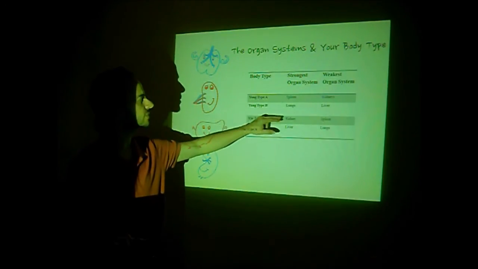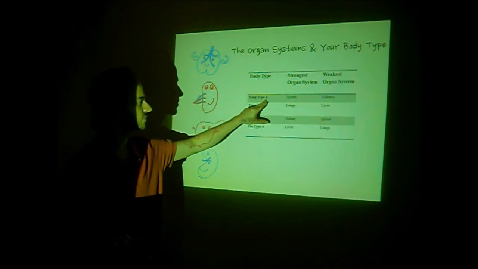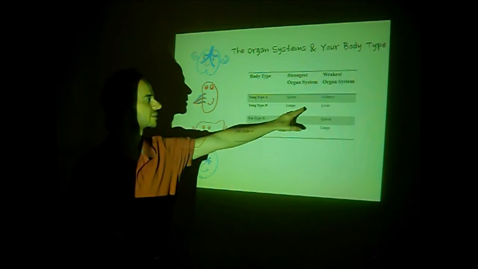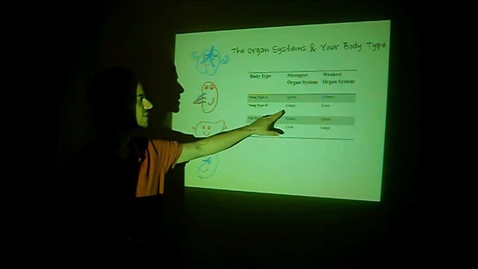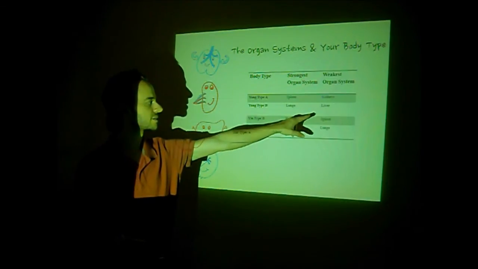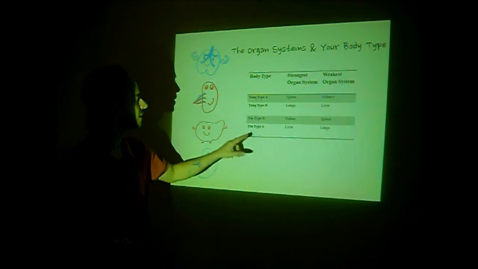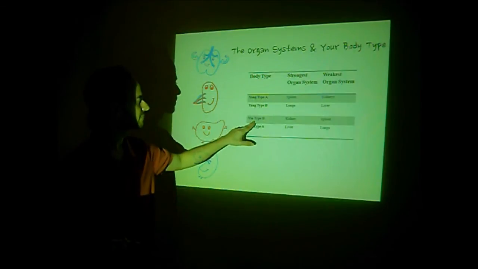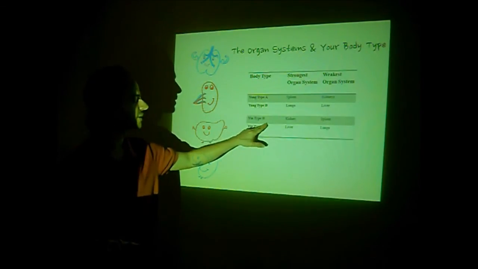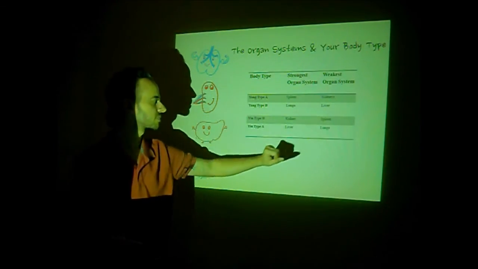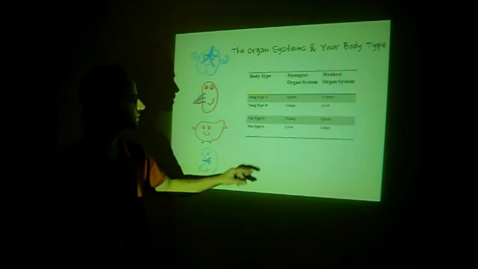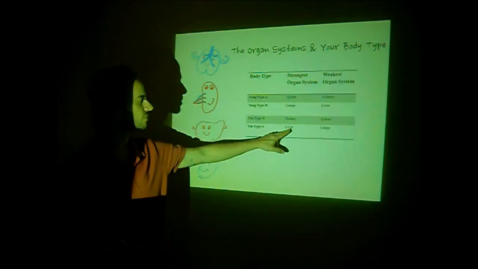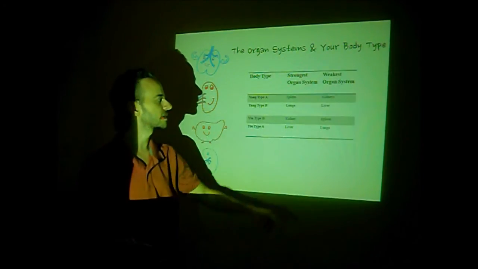The strongest organ system for the Yang type A, So Yang body type, is the spleen. The weakest one is the kidneys. The strongest for the Tae Yang is the lungs. The weaker is the liver. The strongest for the Yin type B, which is So Eum, is the kidney, and the weakest is the spleen. For the Yin type A, Tae Eum, the strongest system is the liver, and the weakest is the lungs.